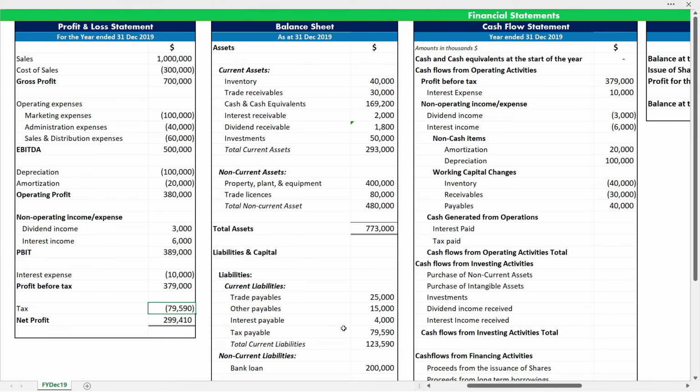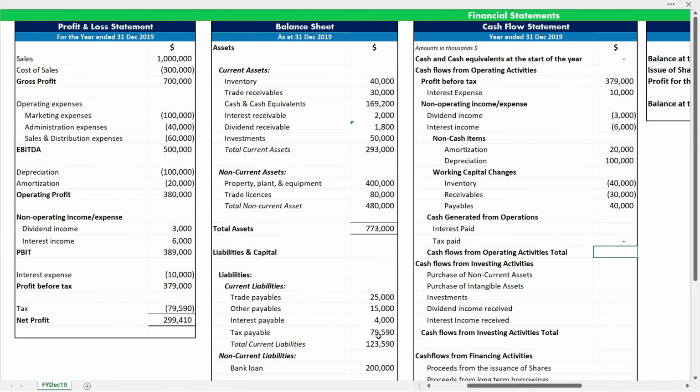Now look at the balance sheet. All the 79,590 is still payable. So my first year of business, whatever is my tax expense in my P&L is still payable, which means that I haven't paid anything at all in my taxes. Of course you can write 0 here, but a better practice is to link the Excel formula, and for that I would say this expense value plus the tax payable.